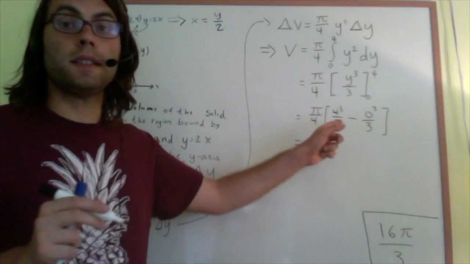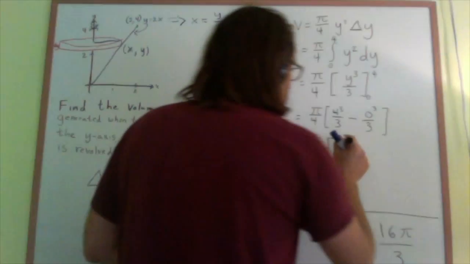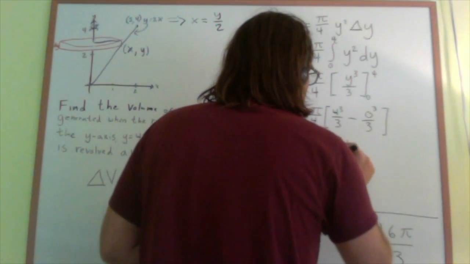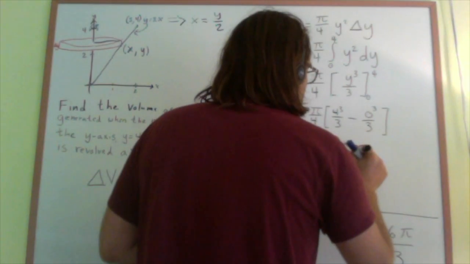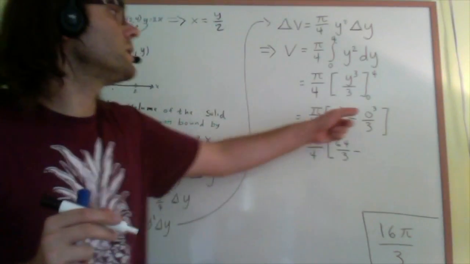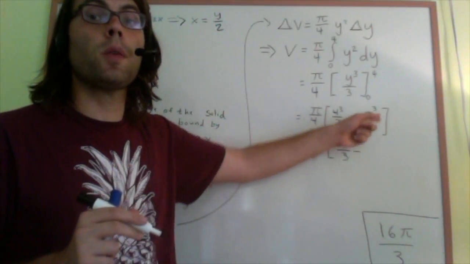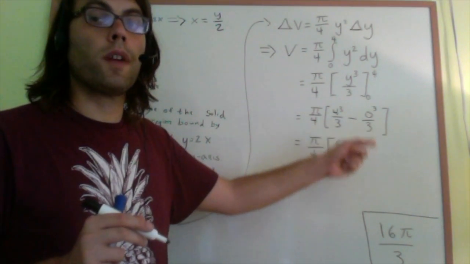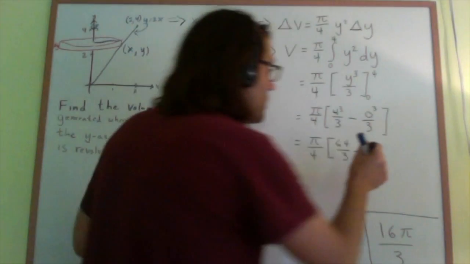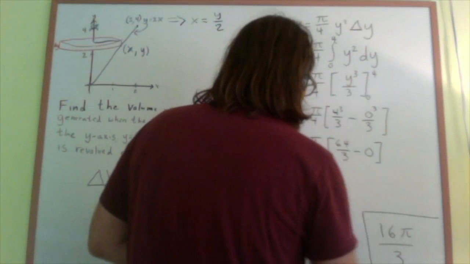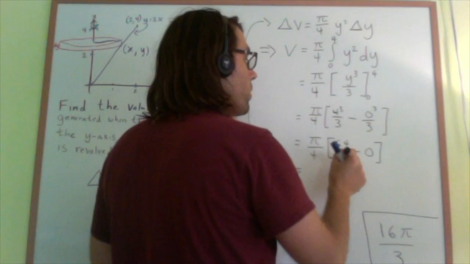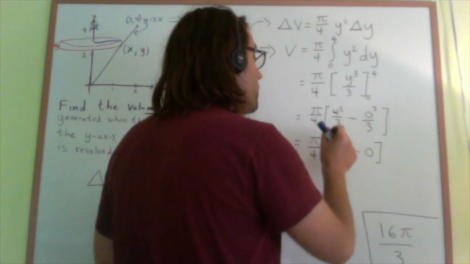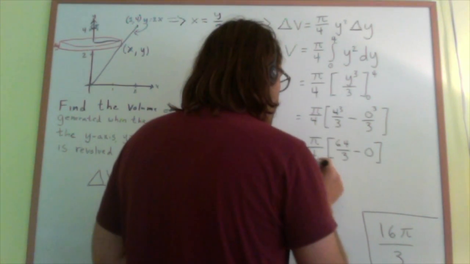4 cubed is 64. Okay. 0 cubed is 0. 0 divided by any number is simply 0. And then 64 over 3 minus 0 is 64 over 3. I'm going to drop the brackets.